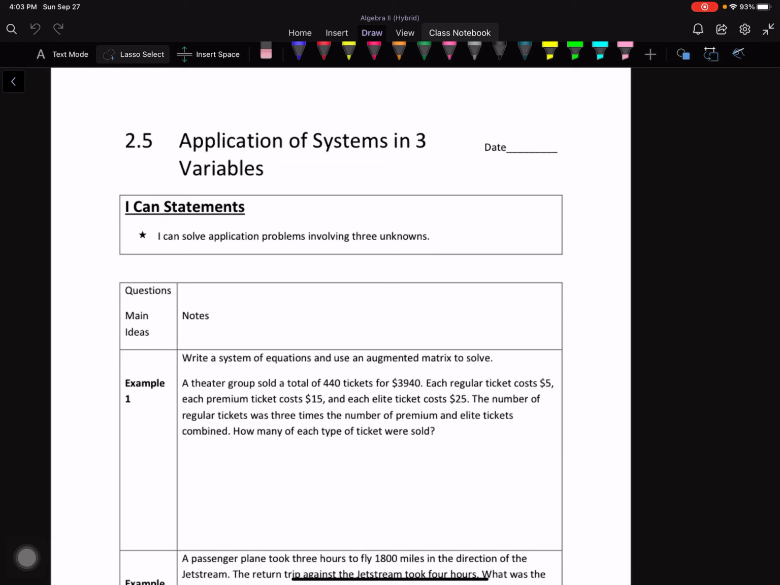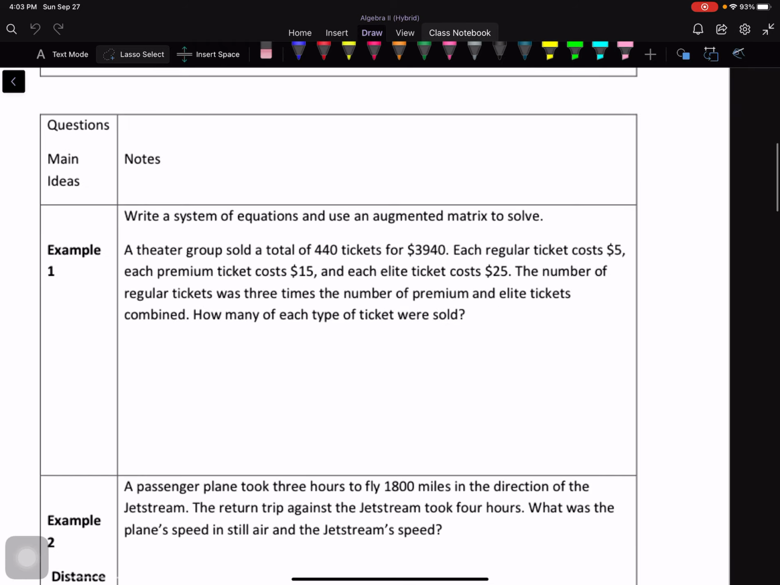All right, here we go. Applications of systems in three variables. So the goal is to solve applications with three unknowns. So we're going to need three variables, three equations. We'll solve and set up our augmented matrix. So number one here, write a system of equations and use an augmented matrix to solve.